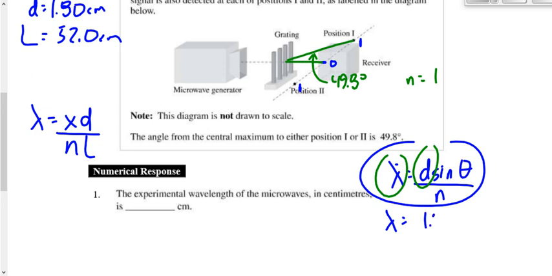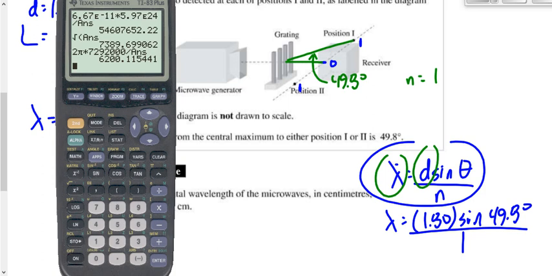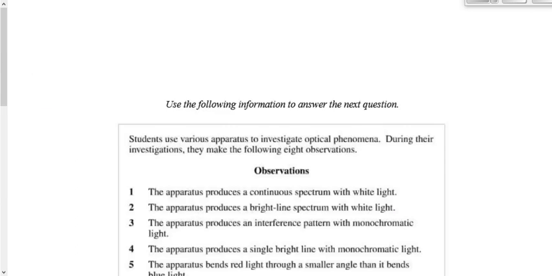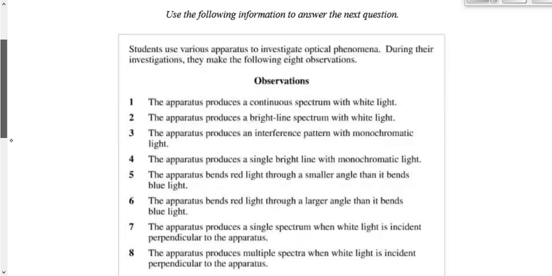d is 1.80 centimeters, sine of 49.8 degrees, and n is 1. So we're just going to say 1.8 times sine 49.8, and then of course that's divided by 1, gives me 1.37. We just record that as 1.37 centimeters. How many people got that? Okay, good.